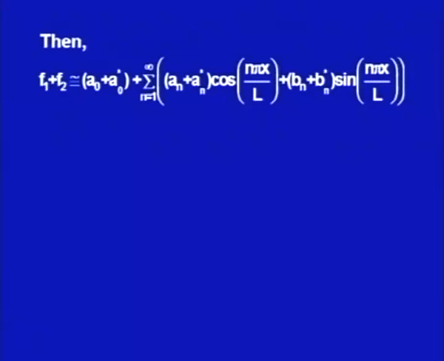Then we will get the Fourier series for f1 plus f2 as a_0 plus a_0 star plus the summation, n running from 1 to infinity. The coefficient of cos(n pi x by L) would now be a_n plus a_n star, and the coefficient of sin(n pi x by L) would be b_n plus b_n star. So, we are getting this new Fourier series for f1 plus f2.